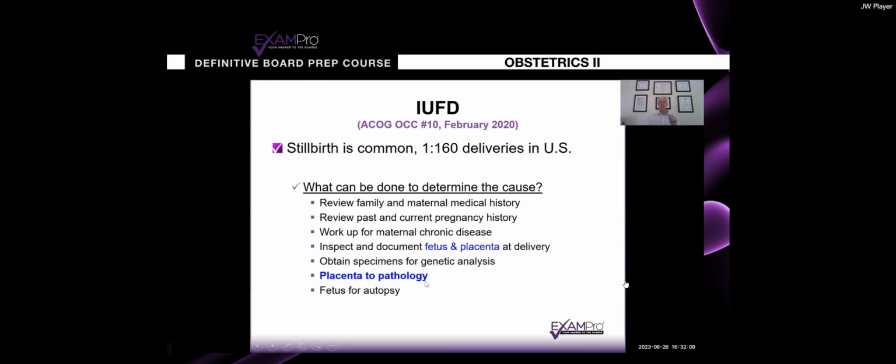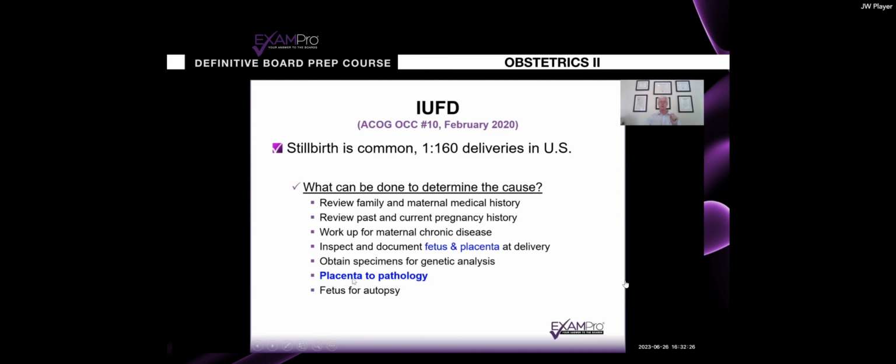Evaluation of the fetus and placenta and cytogenetic analysis are the three things that we can do as far as testing. So fetal karyotype is actually perfectly appropriate. The placenta is the most important thing. Circle that, it's the first thing we want to mention on the exam.